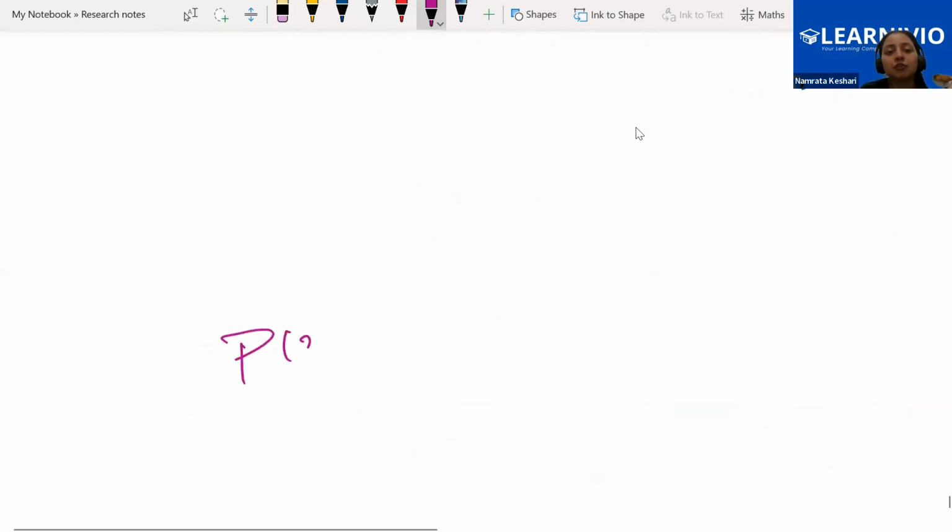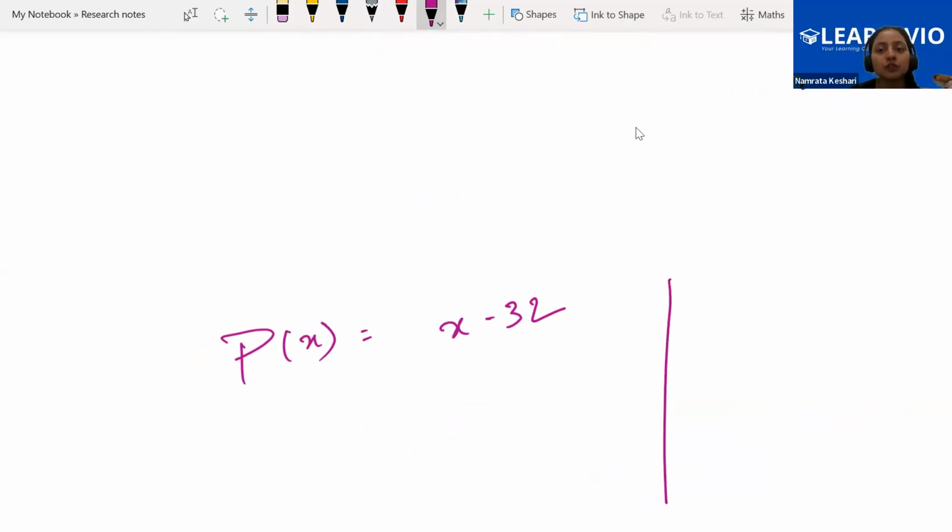So every time, even if you are having a very simple polynomial, let's say p(x) is equal to x minus 32. Even if you are having such a simple polynomial, here also what you will do, if I am asking you to find the zero of this polynomial, you will take the polynomial equal to 0 by yourself, and then you will solve the equation.